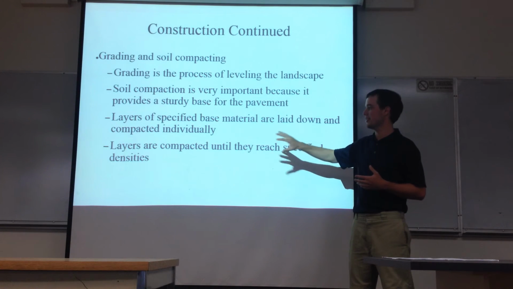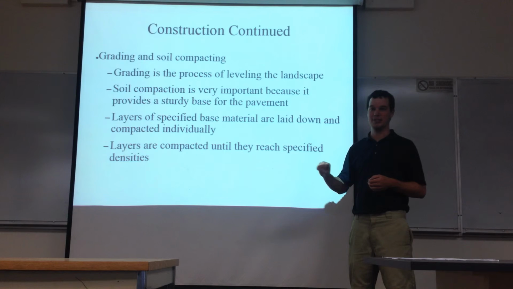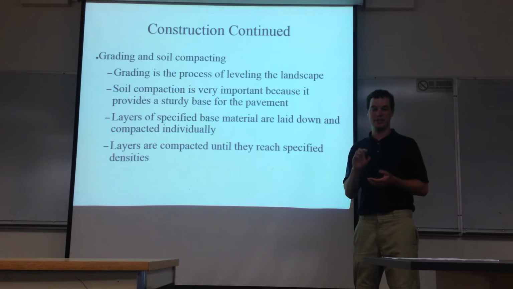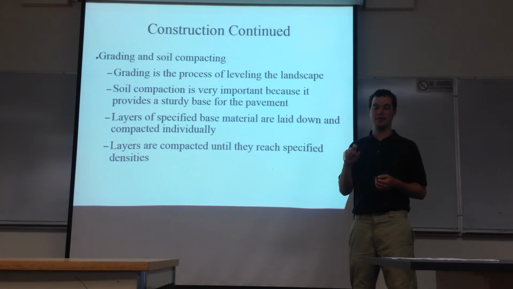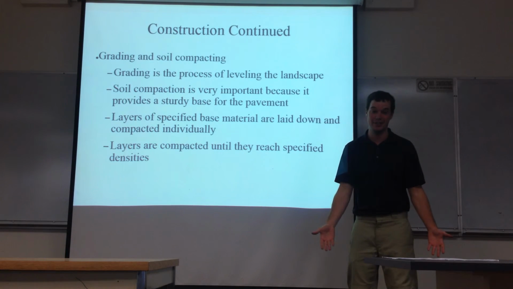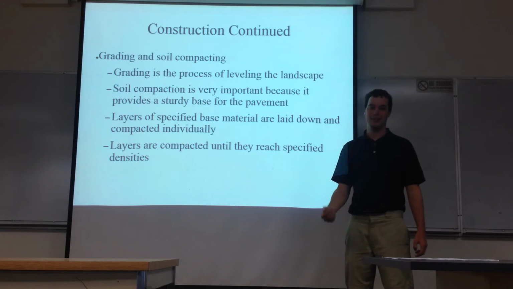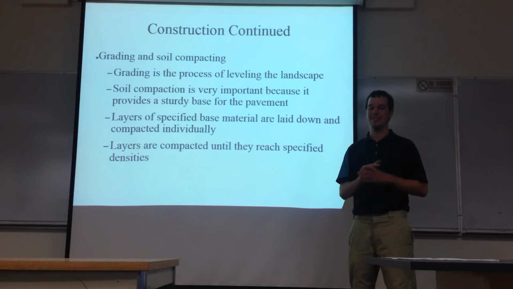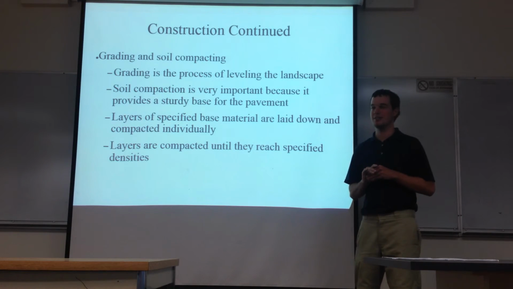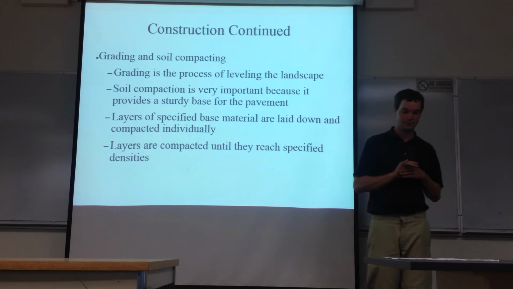Well, this compaction process is what takes the longest, because we can only compact 3-inch layers at a time, and a lot of roads are up to a foot thick. So we do a 3-inch layer, compact to specifications, we have to wait for the engineer to come out and check our design, and then we do it again and again and again until we get to the specified thickness. And that part is what really takes the longest time when it comes to building a road.